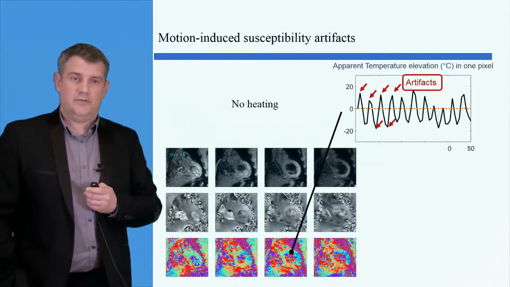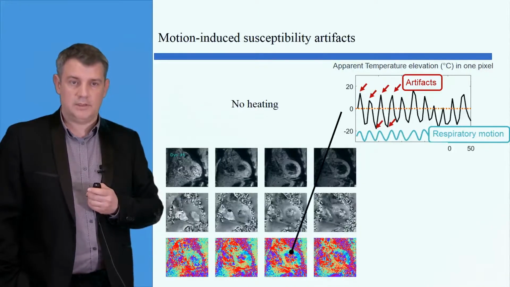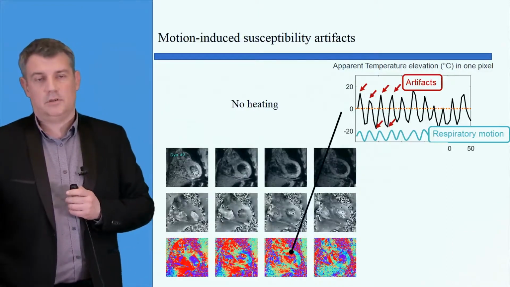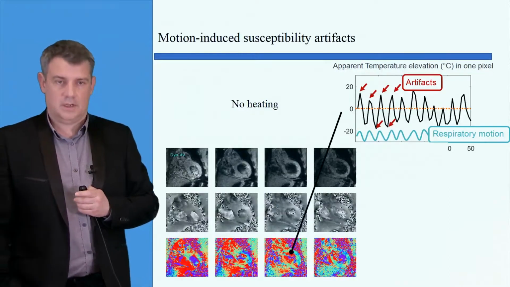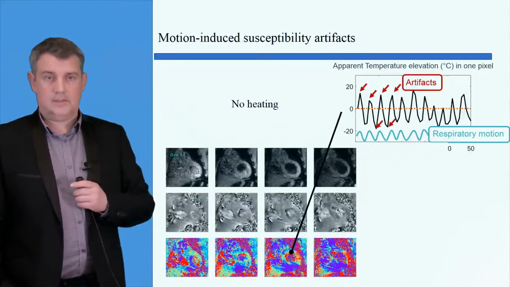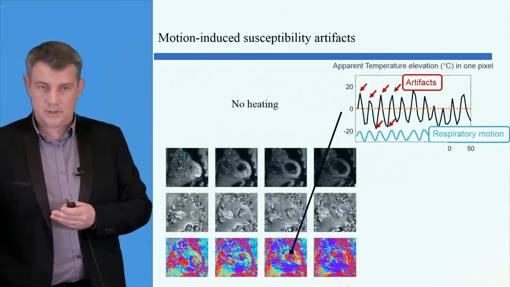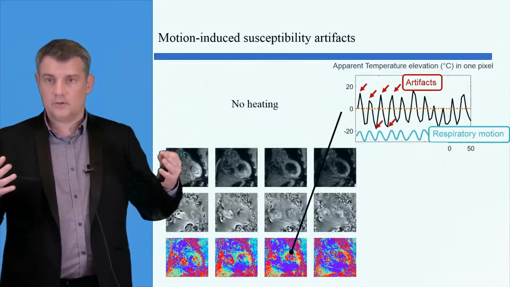So where do these artifacts come from? Well, if you, for example, plot the respiratory signal that you can collect with a belt positioned on the abdomen of the patient, you see that it's highly correlated with these oscillations. And in fact, these oscillations on the temperature come from an oscillation on the phase images related to the change in the volume of the lung during the breathing period.